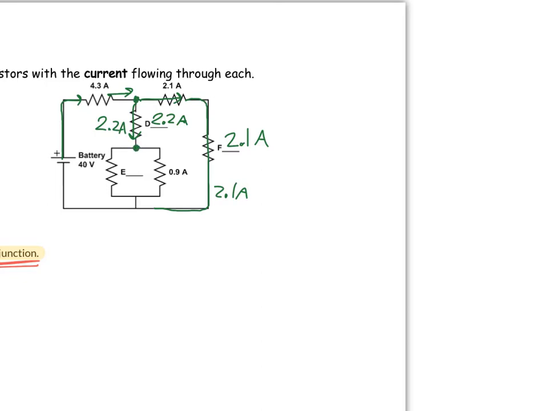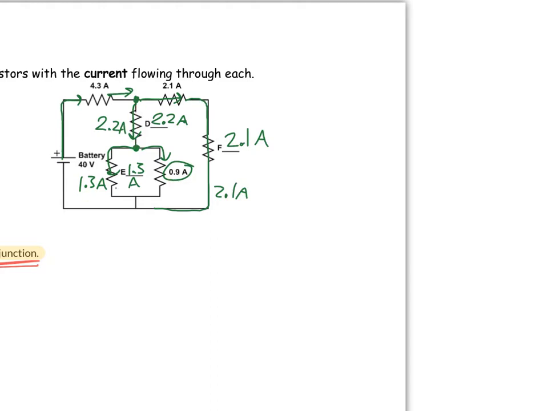Okay, that 2.2 comes in this junction. We see that 0.9 amps goes that way. The remainder, which would be 1.3 amps, must go to the left. So that means 1.3 amps will go through E, because that 1.3 and the 0.9 add up to the 2.2.